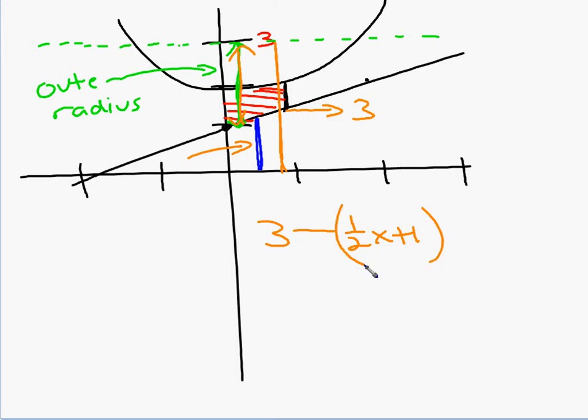Put it in parentheses. You have to subtract because that distance is changing depending upon the function value. This right here is your outer radius: 3 minus that bottom function, 1/2 x plus 1. That's the outer radius. What do you think the inner radius is going to be?